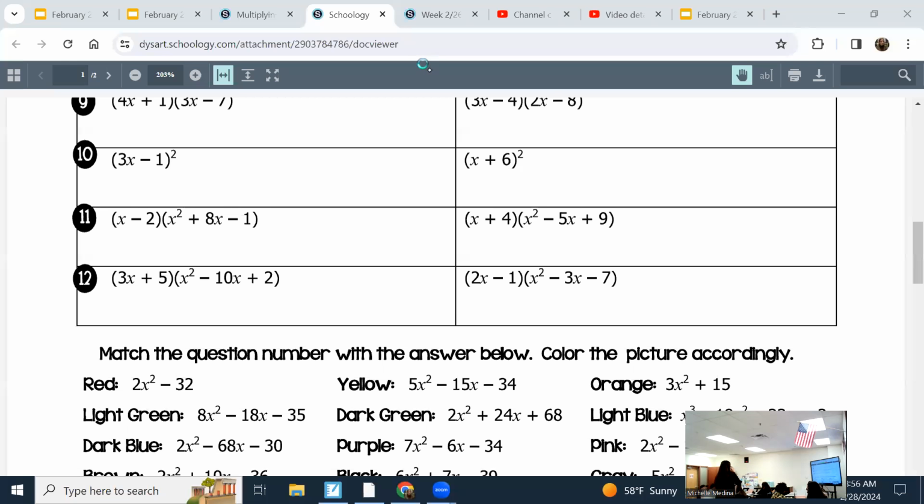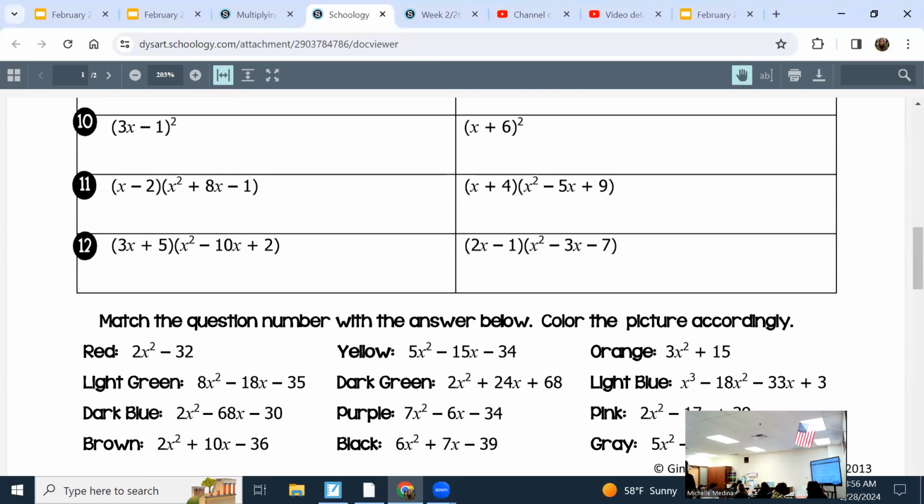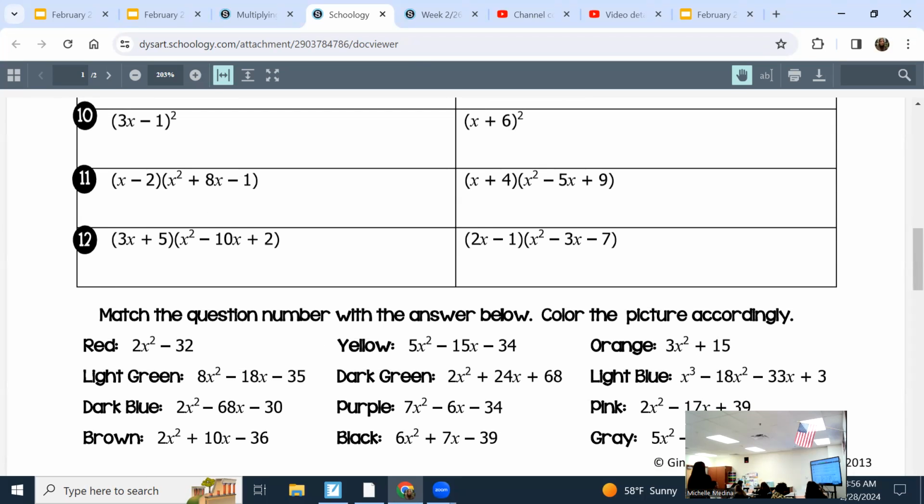All right, so number 11, that was one of the binomials times a trinomial. You could do the diagram, you could do double distributing, you can't do FOIL. Okay, there's no first, outer, inner, last in this, you'd be missing some terms. So I'll show you with the diagram first. Because it's a trinomial times a binomial, I have to make my diagram fit all of that.